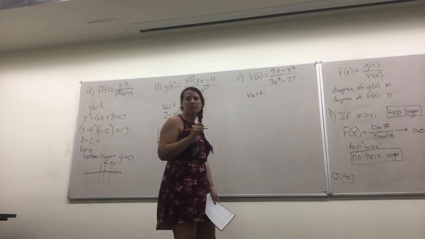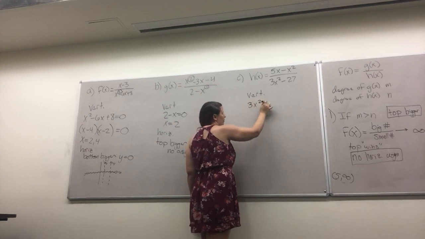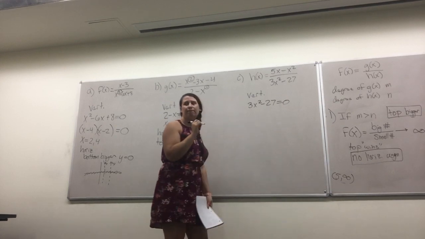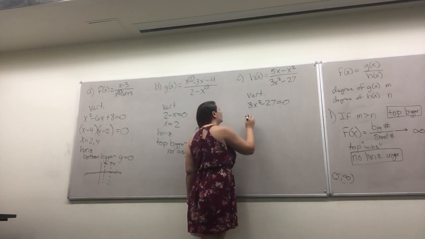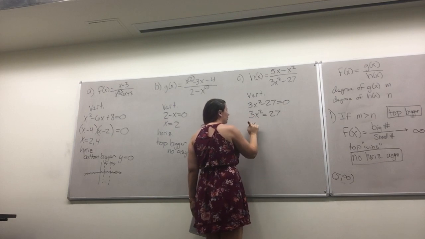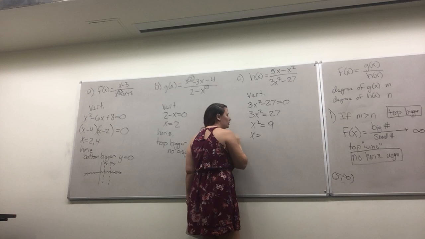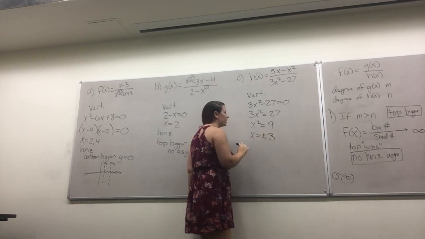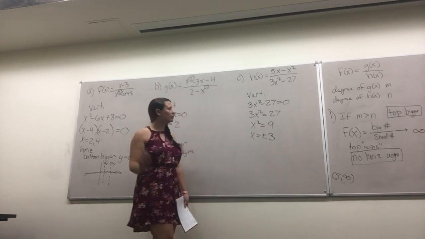That means 3x squared minus 27 equals 0. Then what? 3x squared equals 27, and then divide by 3, so x squared equals 9. So then x equals plus or minus 3. Don't forget, quadratic gives 2 answers, mostly.